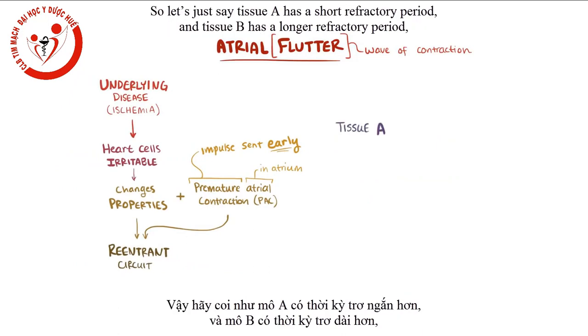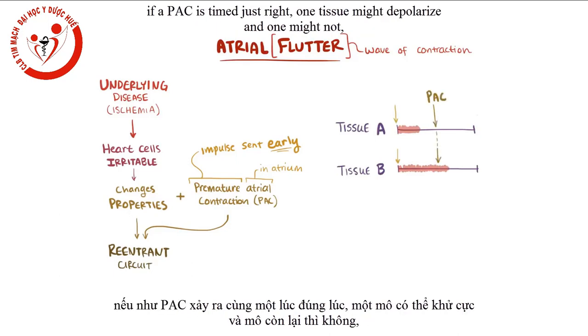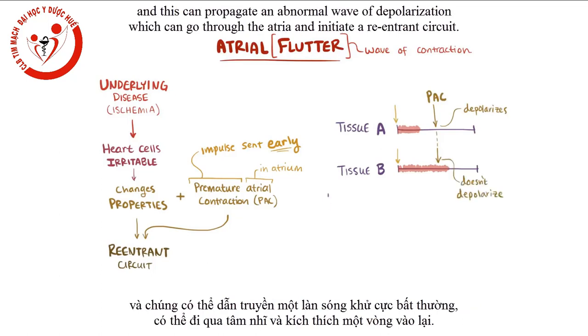So let's just say tissue A has a short refractory period, and tissue B has a longer refractory period. If a PAC is timed just right, one tissue might depolarize, and one might not. And this can propagate an abnormal wave of depolarization, which can go through the atria and initiate a re-entrant circuit.